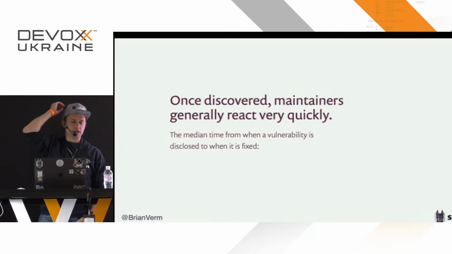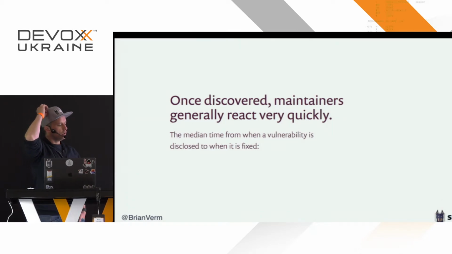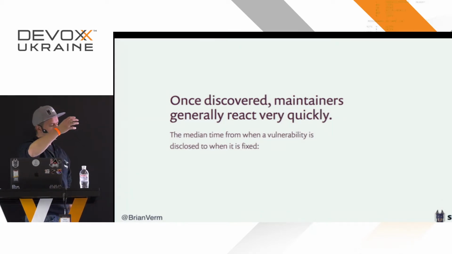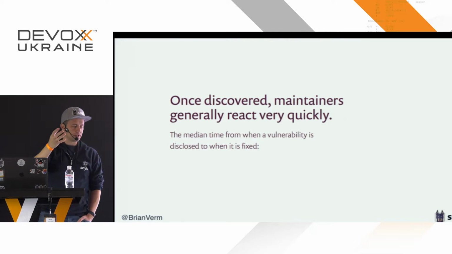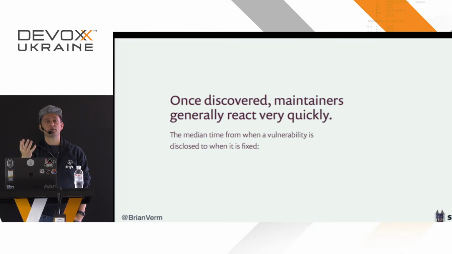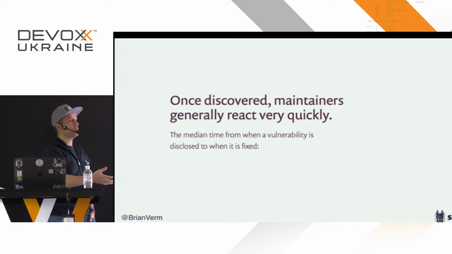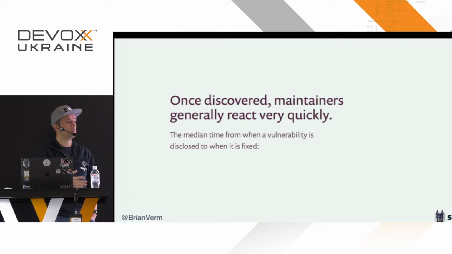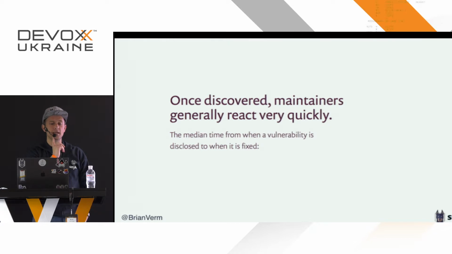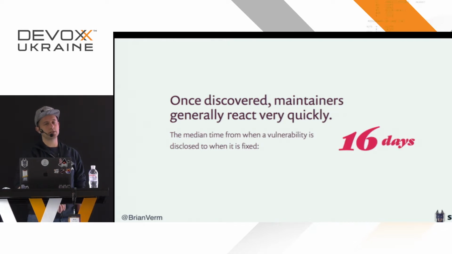How much time in general does it take, if a vulnerability is found, until it gets fixed? Because most open source maintainers are willing to fix things quickly if they see there's a problem. Any idea? 2 hours, that's very quick. But the median in this case is 16 days.